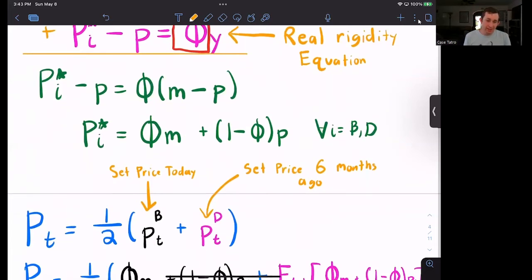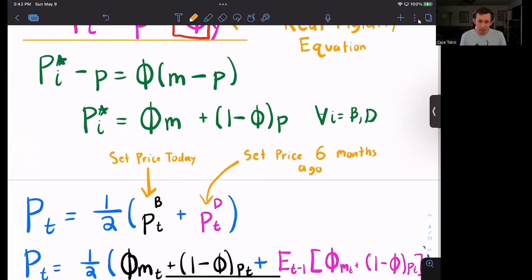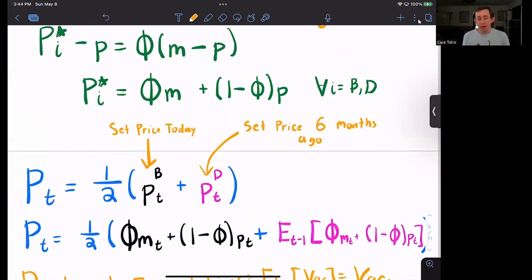Now here again is the average price, or the price in any period t. It's half of Bill's price plus half of Dave's price because there are only two firms. What I'm going to do is plug that p-star equation in for Bill's price and Dave's price. Notice that Bill knows everything that's going on. He's setting the price today, but Dave does not. Dave had to set that price 6 months ago.